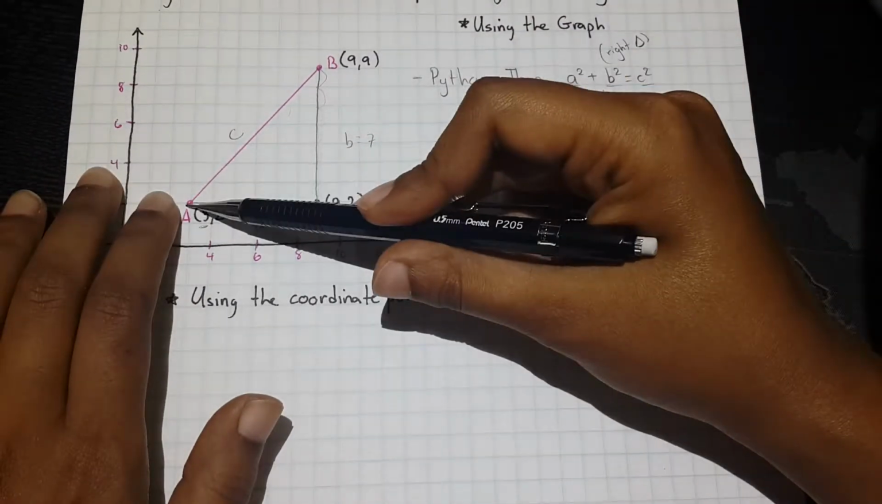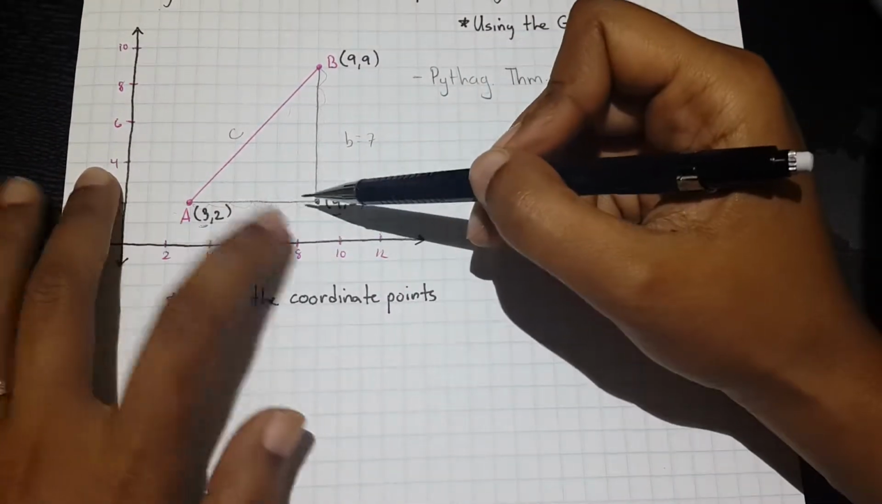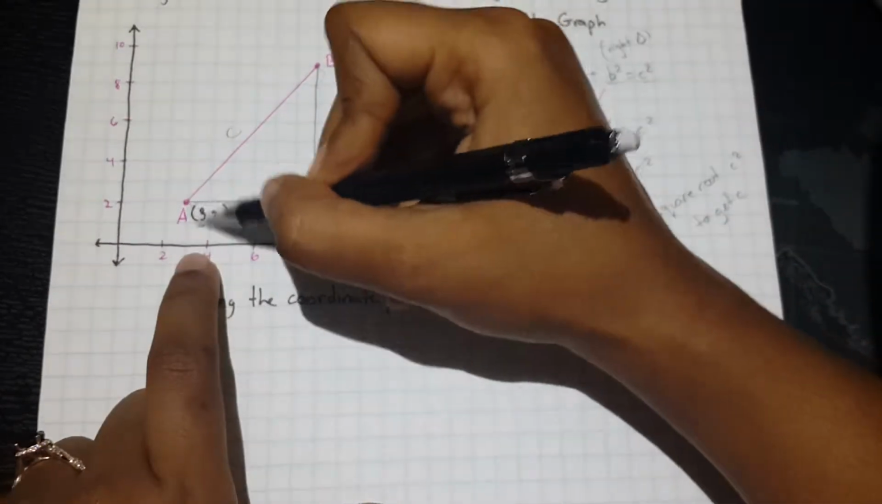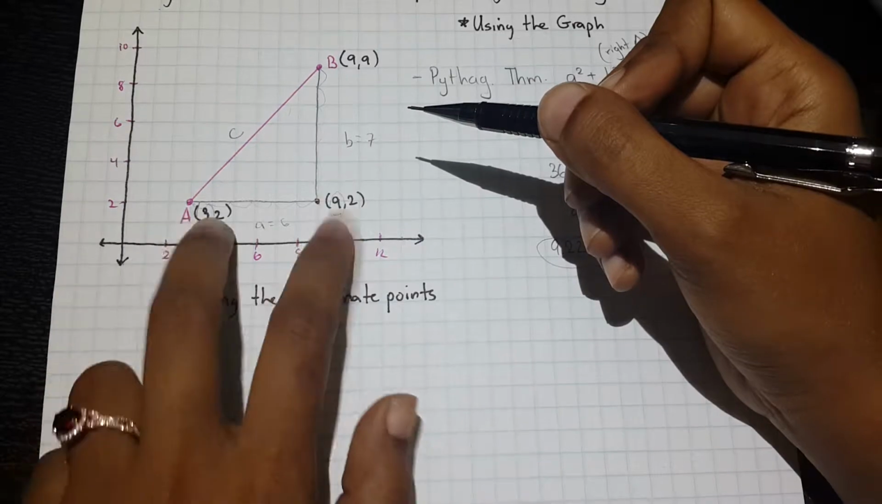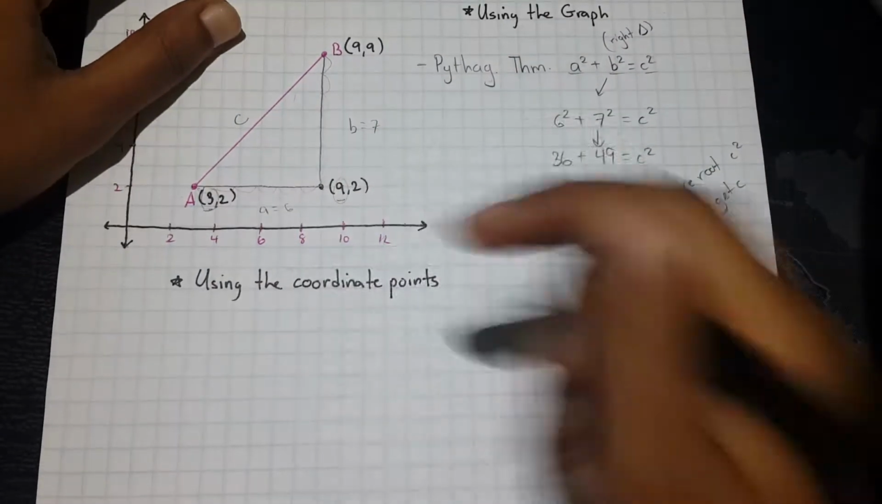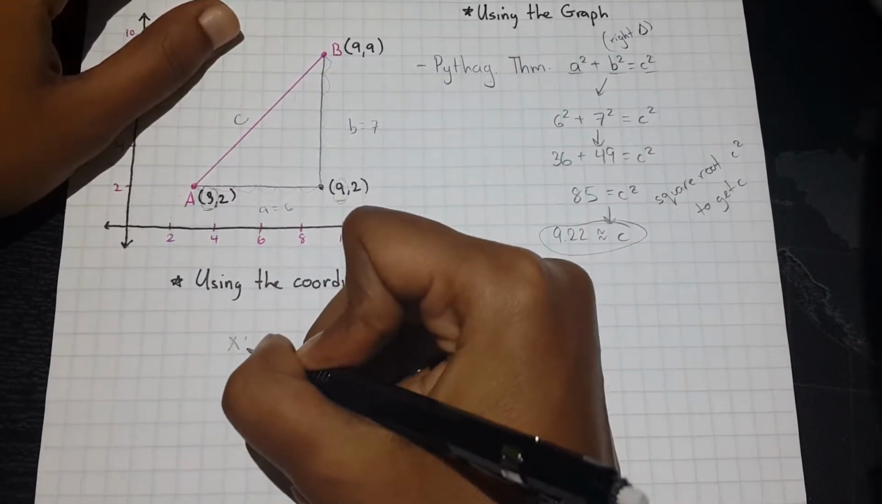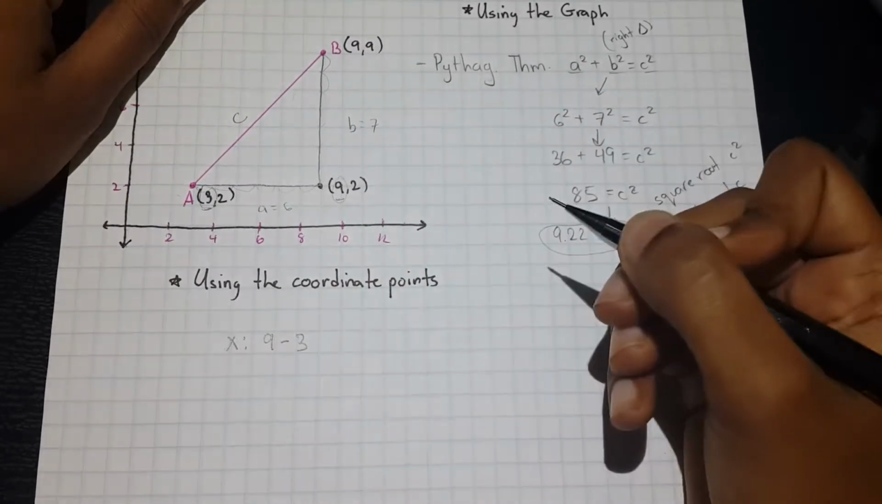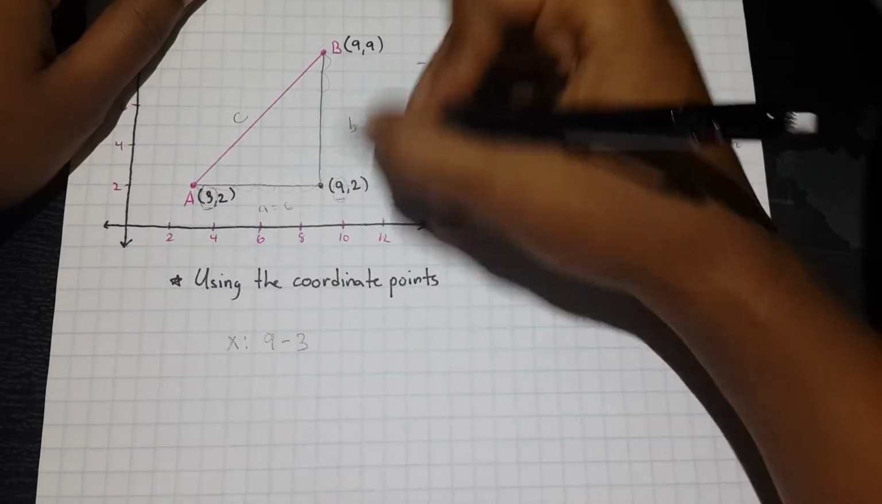So we know that the distance between these two points is 6. We know that this x value is 9 and this x value is 3. Well, how do I get 6 from 9 and 3? I can subtract. So here I'm going to write, in order to get my x value, I did 9 minus 3.